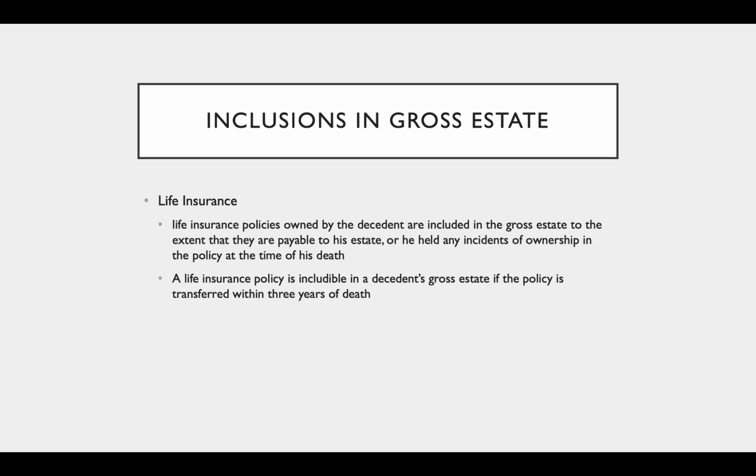Life insurance is included in the gross estate to the extent it's payable to the estate at death or the decedent held any incidence of ownership in the policy at the time of death. A life insurance policy is includable in the estate if the policy is transferred within 3 years preceding death.